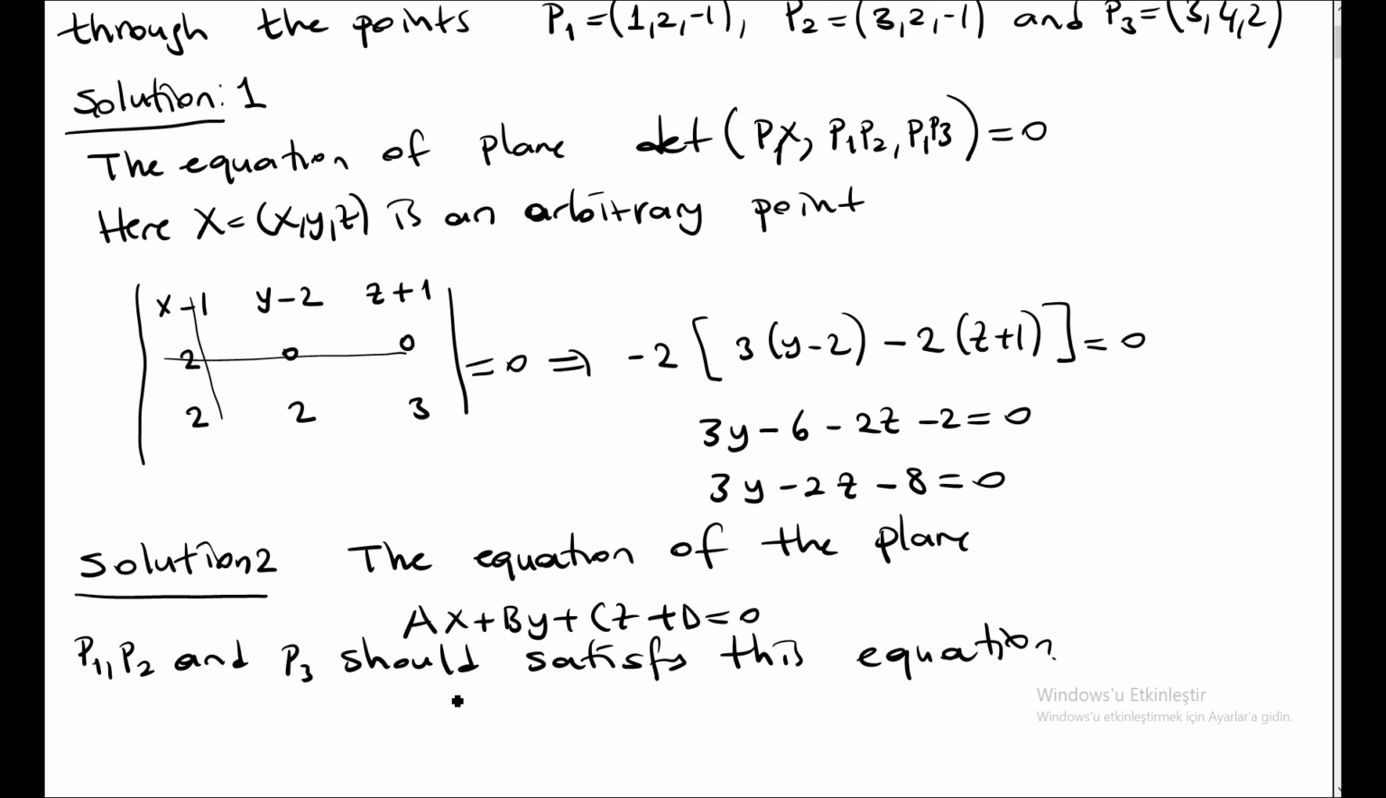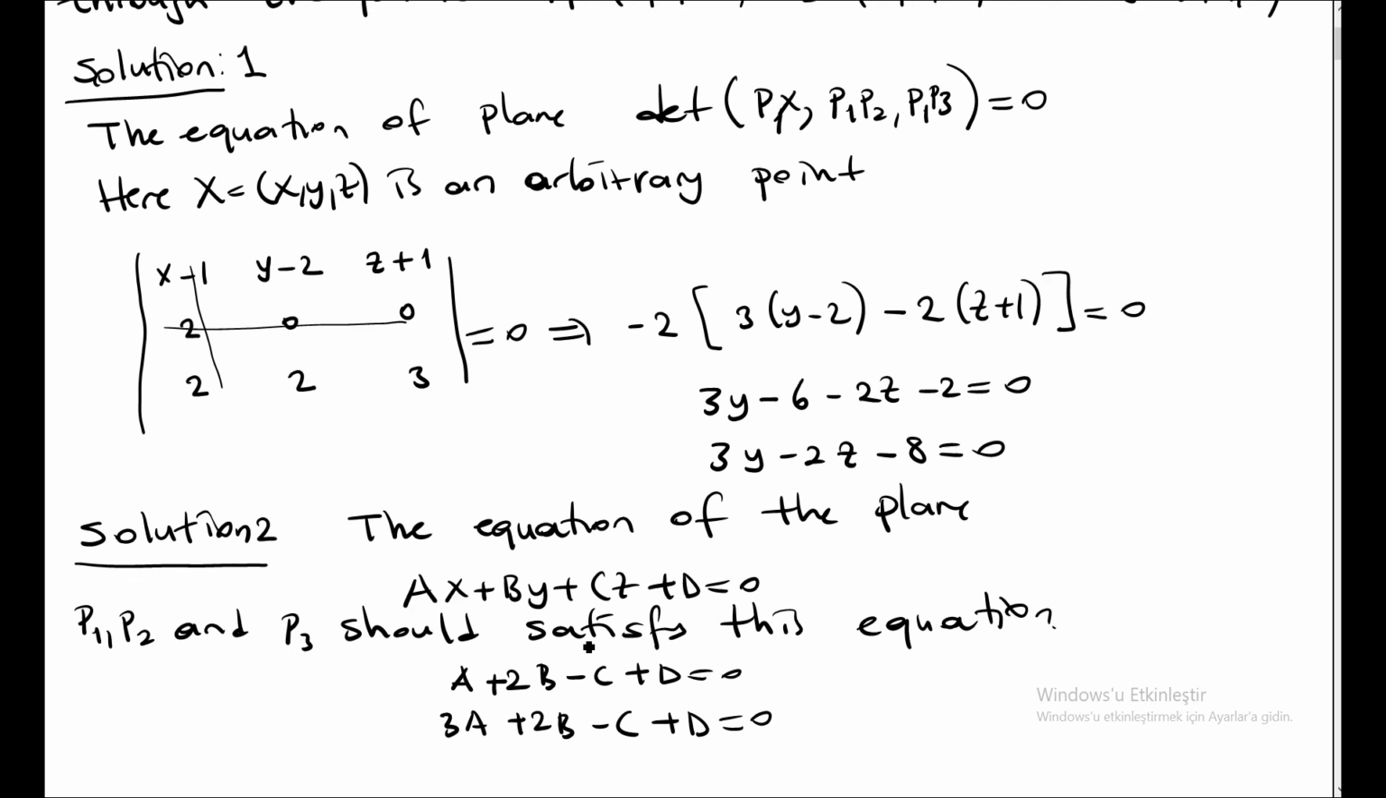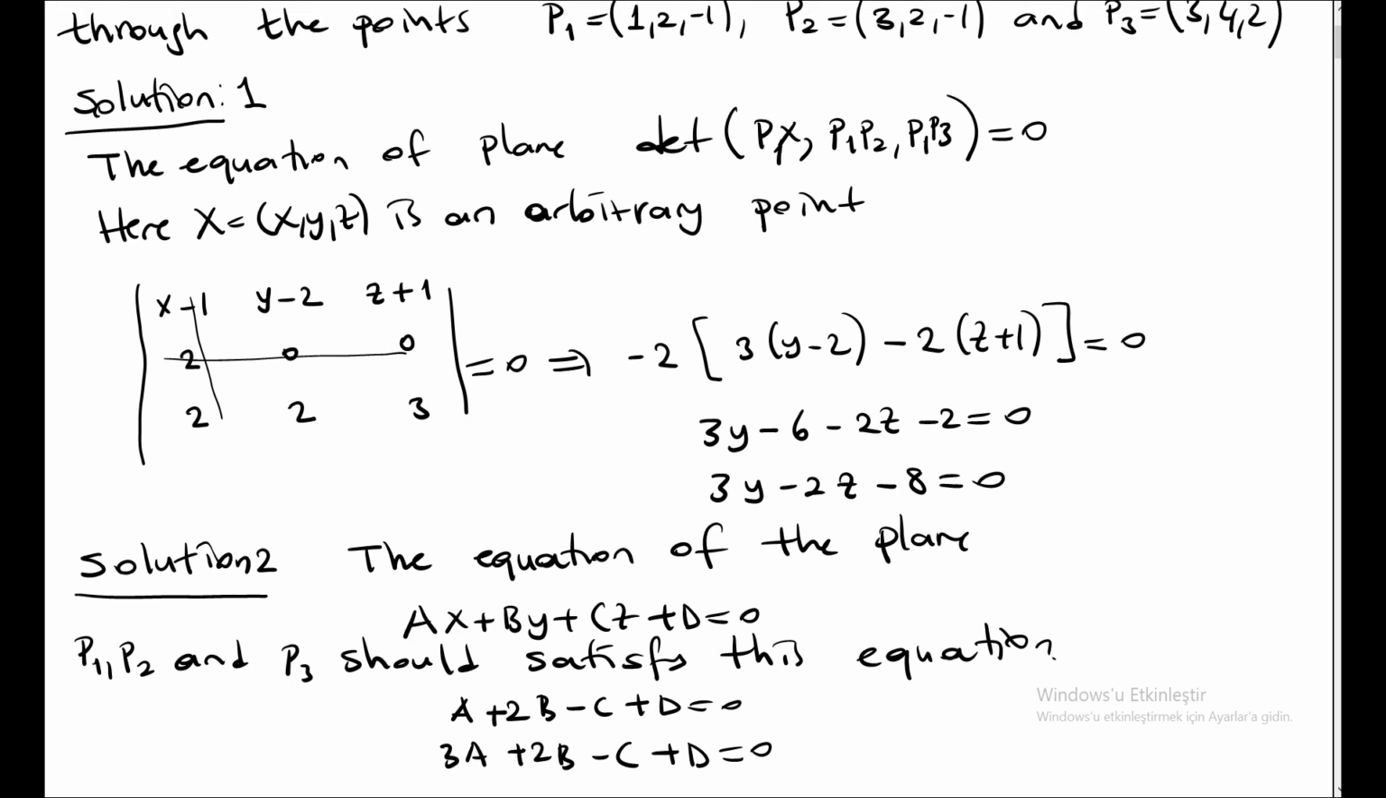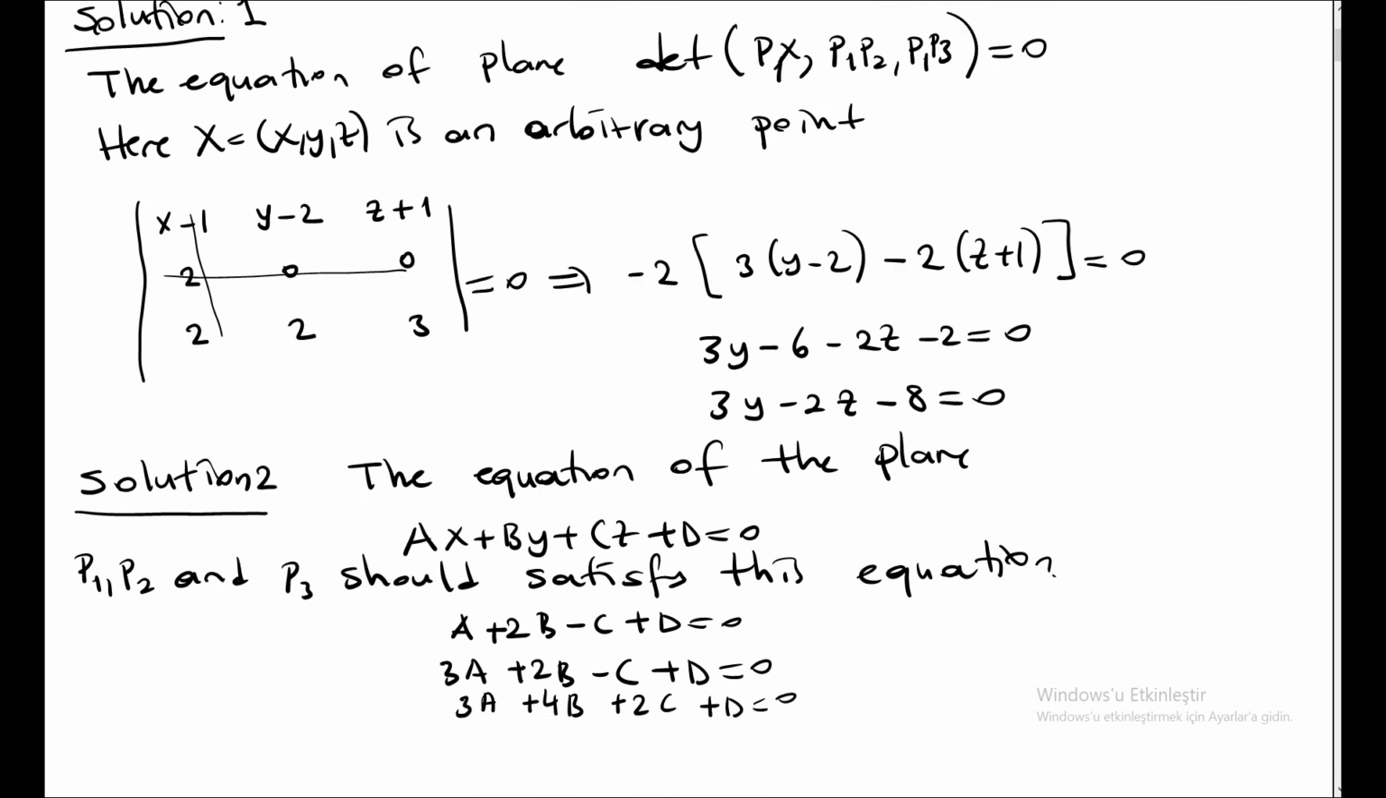So first one, a plus 2 times b minus c plus d equals 0. Second, 3 times a plus 2 times b minus c again plus d equals 0. And the third one, 3 times a plus 4 times b plus 2 times c plus d equals 0. So you have this system. So these are linear equations, right? So we can solve this system.